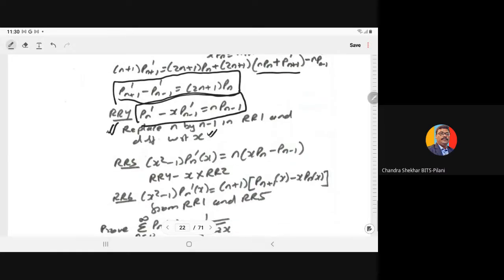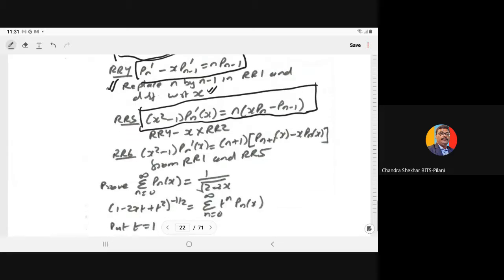Now the recurrence relation 5 is the relation between P'n, Pn and Pn-1. In this, you have nothing to do, just recurrence relation 4 minus x into recurrence relation 2. This you can derive as recurrence relation 4 minus x into recurrence relation 2. If you perform this step, then you get the following expression.